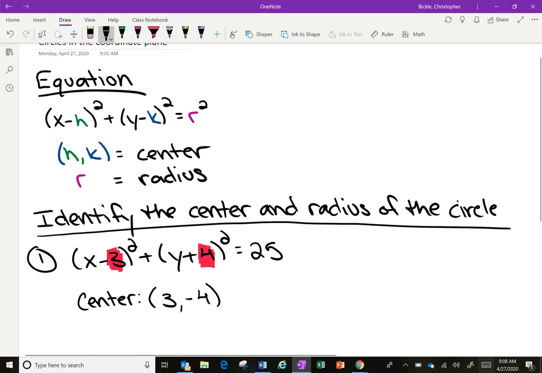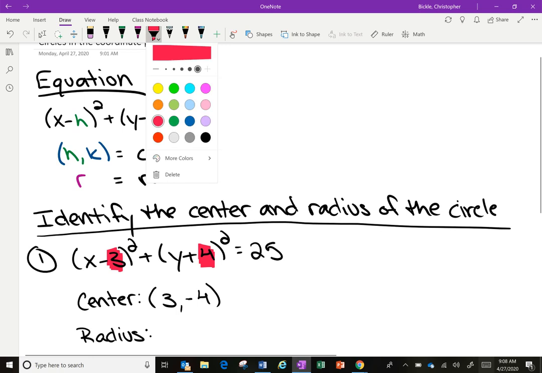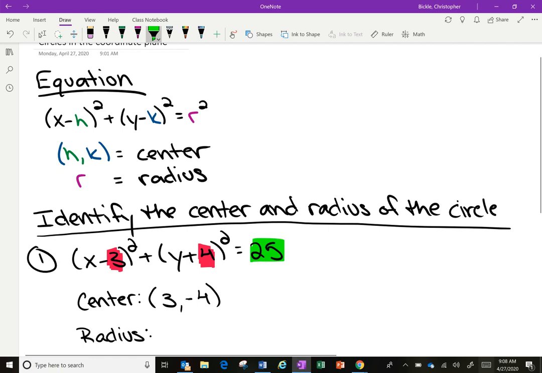And then when we want to find the radius of that circle, this number over here, let's go ahead and change our colors. Oop, missed it. This number over here, that's r squared. So if I want to find r, 25 is equal to r squared. If I know r squared equals 25, I can take the square root of both sides to get rid of this squared. And then I find out that r is just 5.